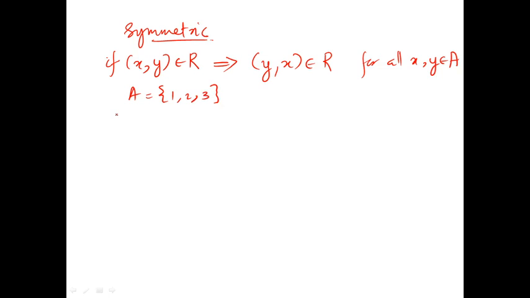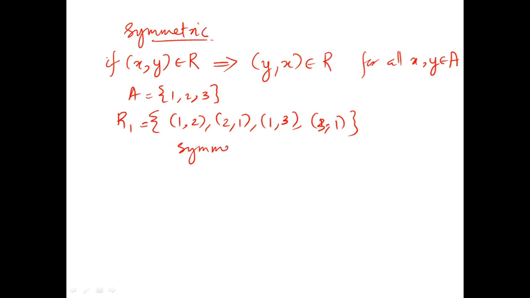So, you can write the relation R1. Suppose I am writing (1,2), (2,1), (1,3), (3,1). This is an example for a symmetric relation. Somebody may have doubt regarding whether any element (1,2), (2,1): (1,2) is there, (2,1) is there, (1,3) is there, (3,1) is there.